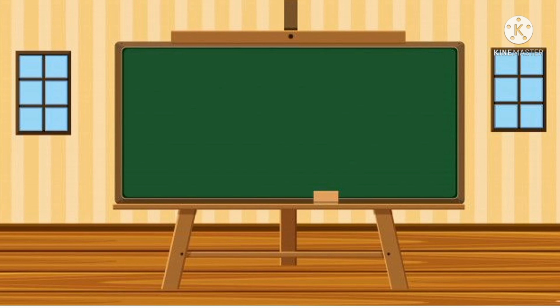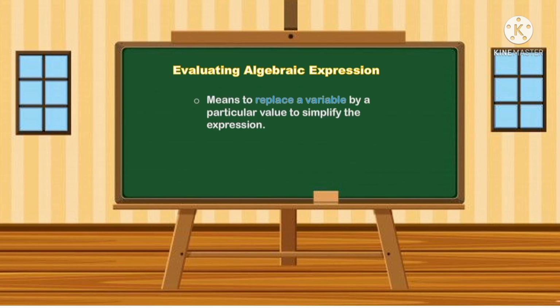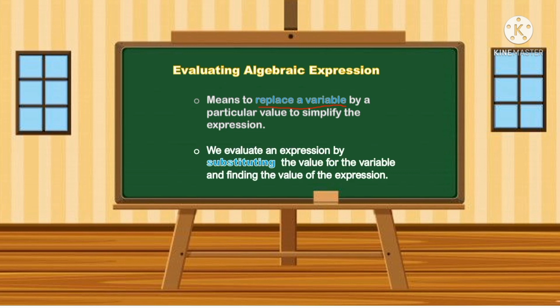So let us now proceed with our main topic, which is evaluating algebraic expressions. What is meant by evaluating algebraic expressions? Evaluating algebraic expressions means to replace, take note, to replace a variable by a particular value to simplify the expression. So always remember to replace a variable. We evaluate an expression by substituting. So when you replace a variable, it means you do substitution, using the value of the variable and finding the value of the expression.